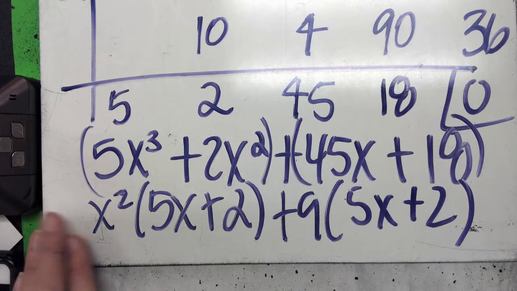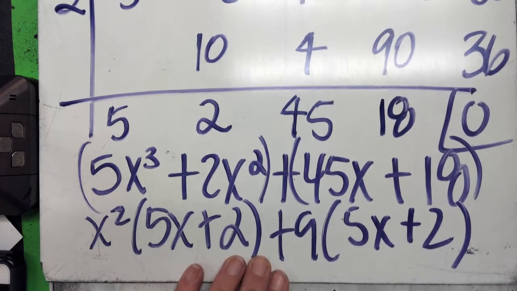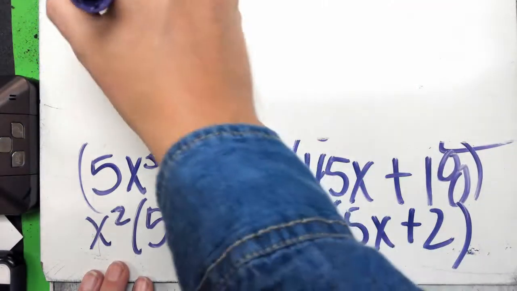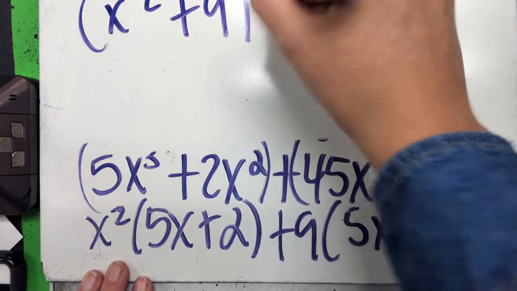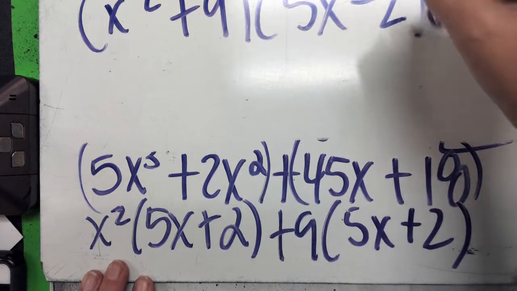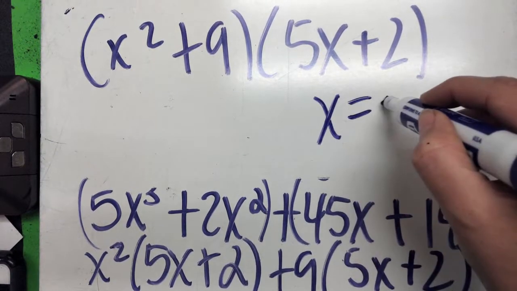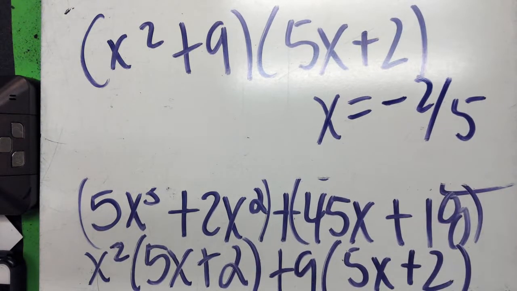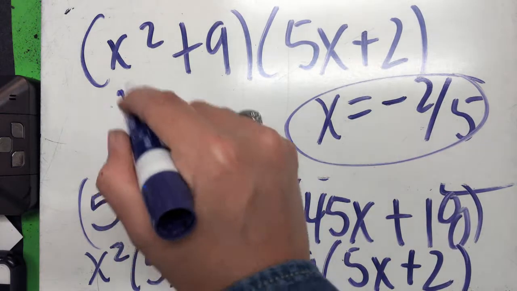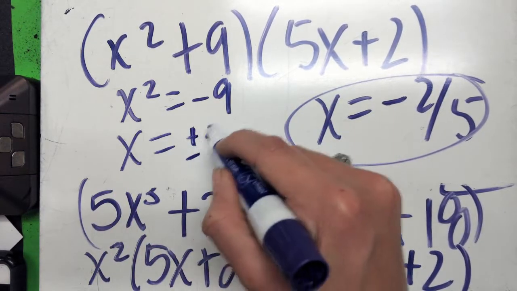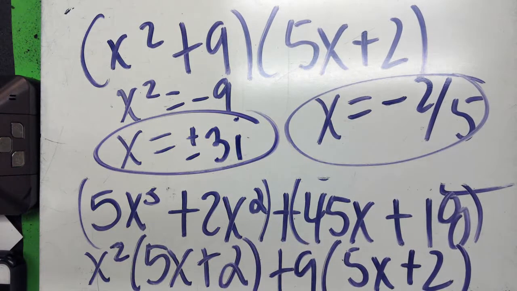So can I erase this synthetic part? Has everybody got that down? Okay. So now when we set both of these equal to 0, the x squared plus 9 and the 5x minus 2 plus 2, I don't know why I keep saying that, this will be x equals what? And that's what we already found on the graph, but if you didn't, you could find it this way. This one, it'd be x squared equals negative 9, so x equals what? Which explains why it wasn't on the graph, because it's imaginary.